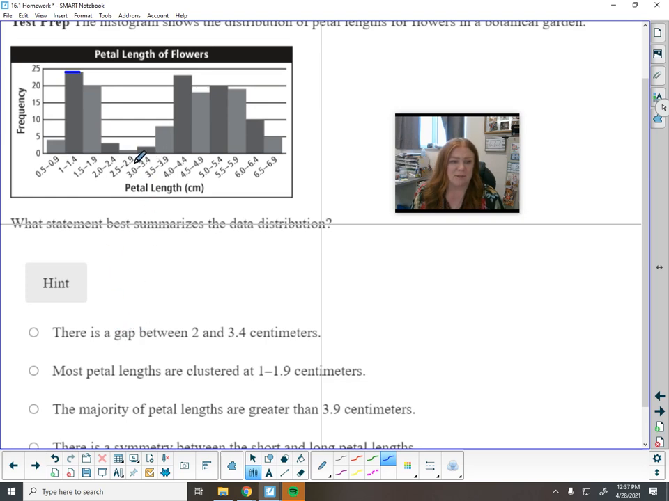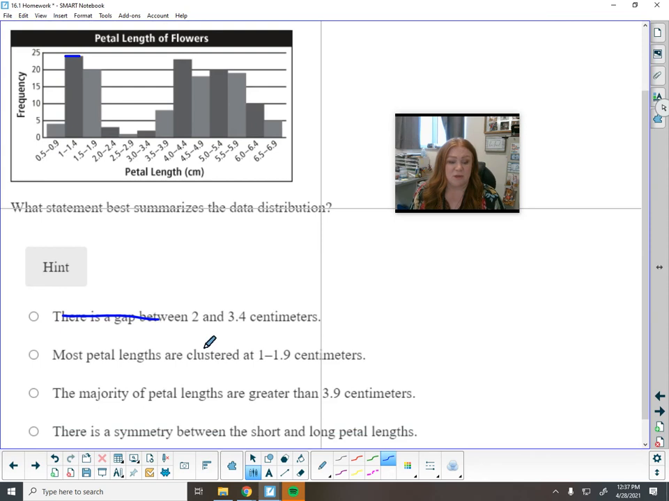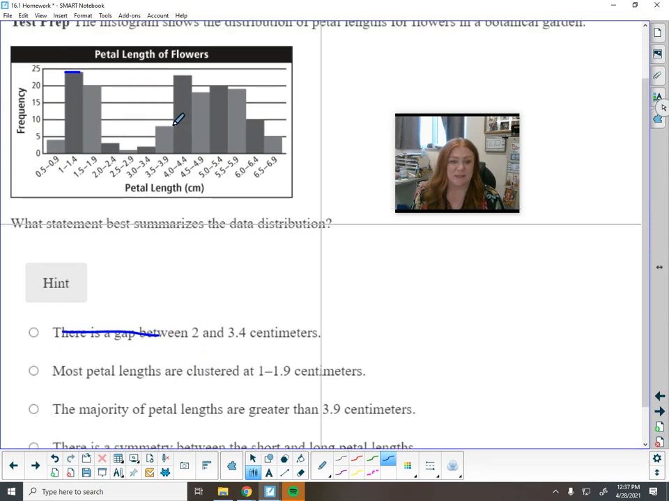And this one says there's a gap between 2 to 3.4. And that's not true. There is one flower. So there's no gap. Most of the petal lengths are between 1 to 1.9. So is that true? Is that where you feel like most of them are? The majority of petal lengths are greater than 3.9. So here's 3.9. So do you think most of them fall over here, or do most of them fall here?